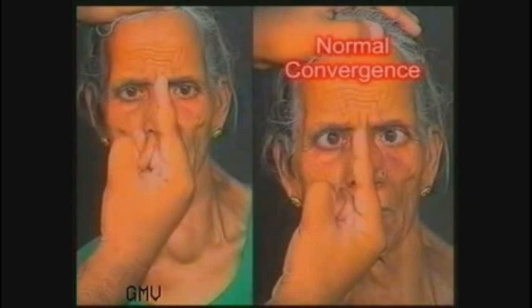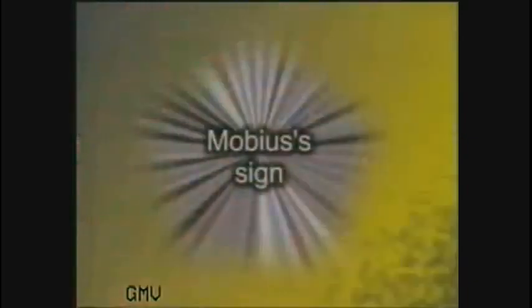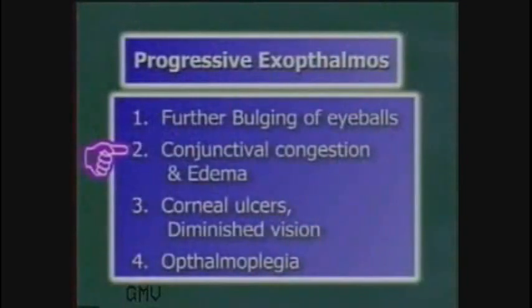Now test convergence by holding your finger at a distance of 1 meter from the eyes and asking the patient to stare at it. Now bring it slowly towards the midpoint between the eyebrows. The patient cannot converge the eyes in exophthalmos. This is a positive Mobius sign. Convergence is slow, jerky and incomplete. With progressive exophthalmos, there is further bulging of the eyeballs with conjunctival congestion and edema. In a later stage, there are corneal ulcers, diminished vision and ophthalmoplegia or restriction of the eyeball movements.